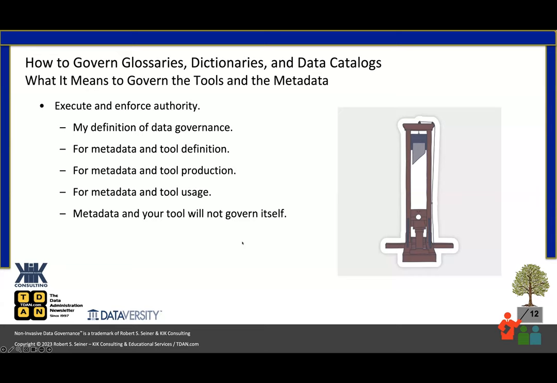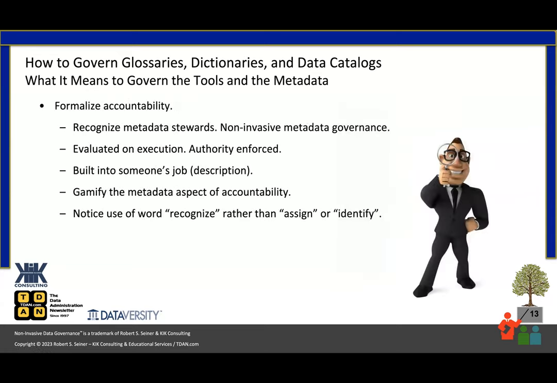So I'll share with you examples, especially about the tool. What happens when you take a tool and you don't govern it? What state of disrepair does it become in? I'll bet you Mike could talk about that as well. We could talk about that in the Q&A at the end, where there needs to be governance applied to the catalog tool. There also needs to be formalized accountability.